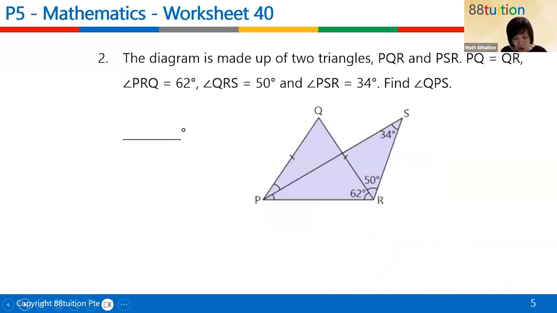Okay. Number 2. All right. So, Howie, can you turn on your mic and show us how can you do this question number 2? The diagram that is made up of 2 triangles. Can you help us how you get down to this explanation?